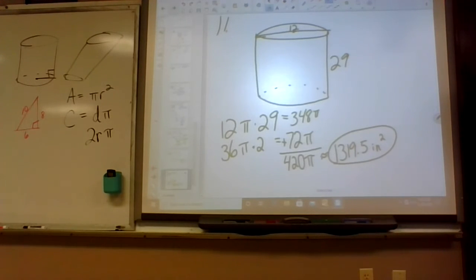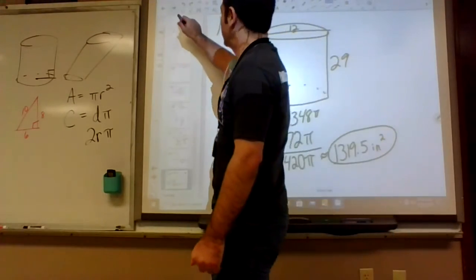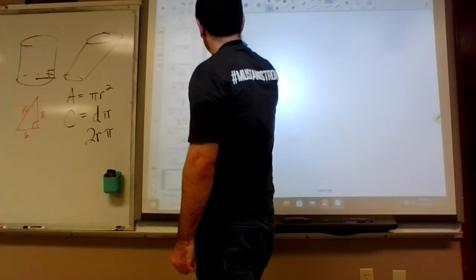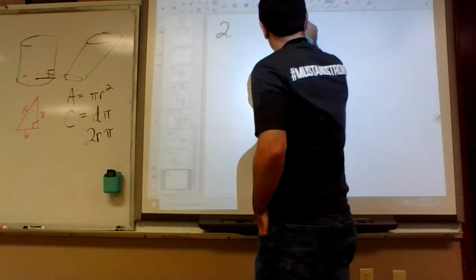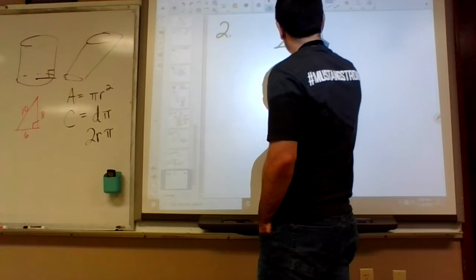Oh, we're done. We're done with the algebra. Number 2, I didn't want to look at it though because it's got a weird thing. It doesn't tell you the height of the triangle. That's the problem with number 2.